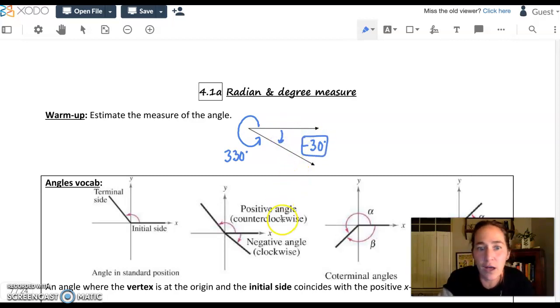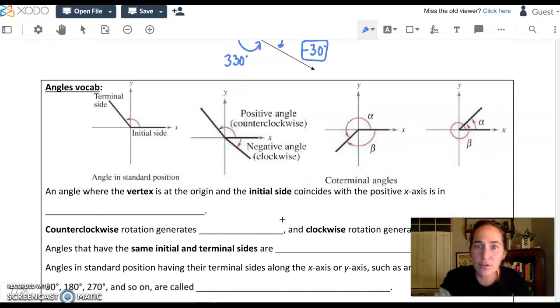We have a little bit of terminology on this page, angles vocab. So get yourself ready to take some notes and we'll walk through some practice problems.